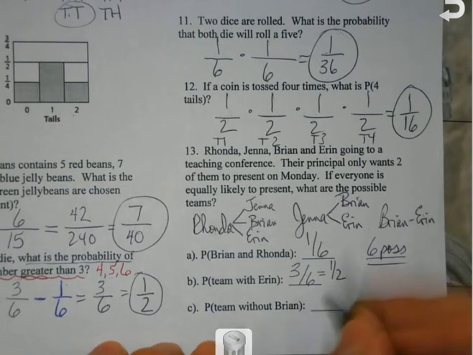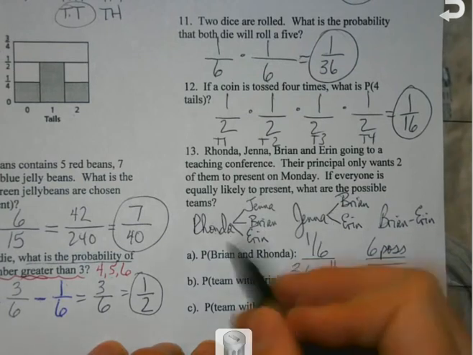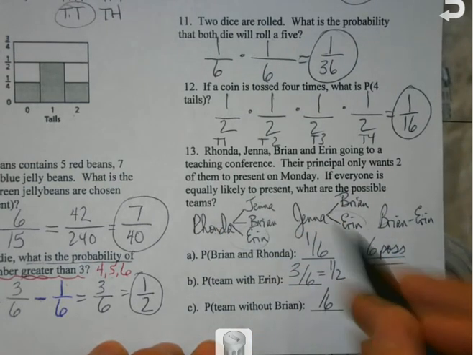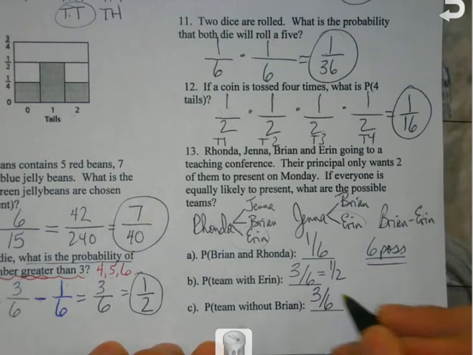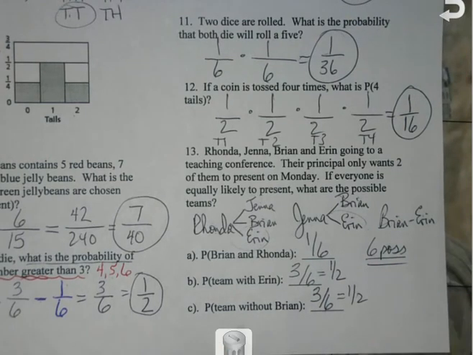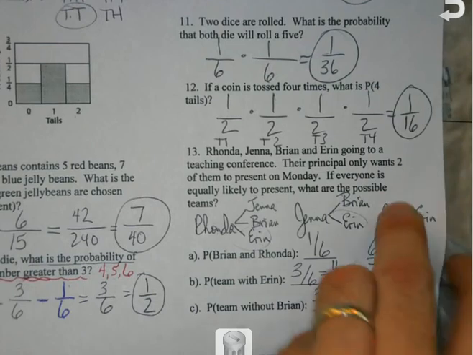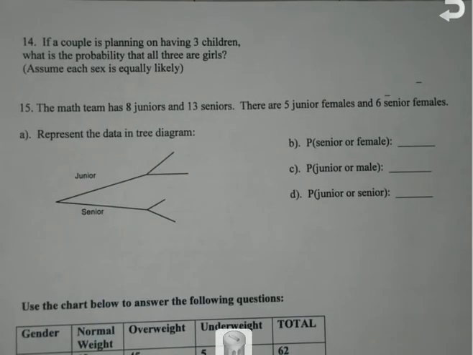A team without Brian. Okay, let's see. There's a team without Brian. There's a team without Brian. There's a team without Brian. There's 3 of those. So you see the benefit in drawing the picture when you're doing this, so you can visually see how this is going to work. And just write down those possible combinations and do it that way. Now, some of you probably can visualize that in your head. That's just not how I normally work, but hey, to each their own.